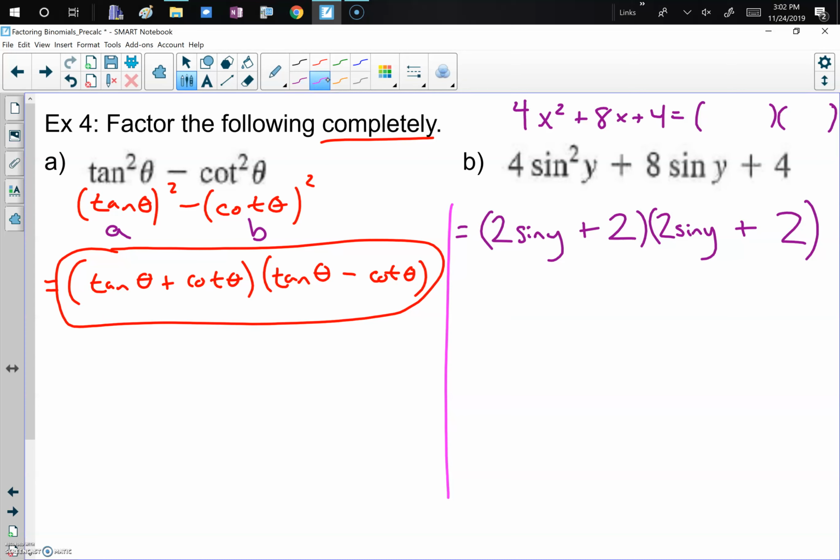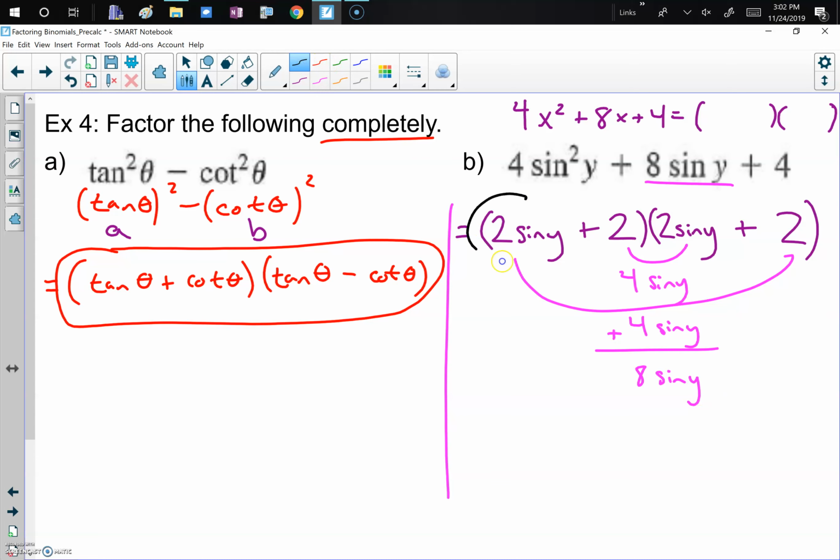And then to check that I've done my factoring correctly, we're going to multiply the outer set of terms and the inner set of terms and see if we get that 8 sine y when we're done. So 2 times 2 gets me 4 sine y for the outer set of numbers. For the inner set, 2 times 2 also gets me 4 sine y. And when we combine those, we do in fact get the 8 sine y. So I know for sure that I factored my expression correctly.